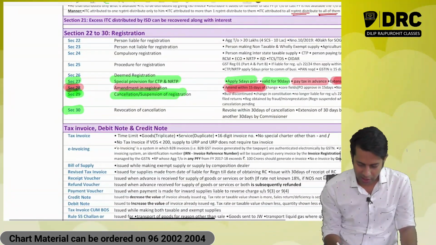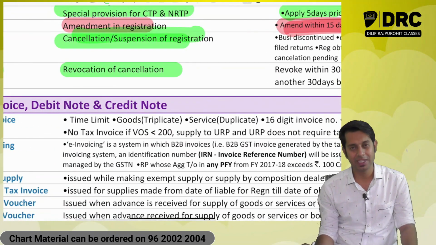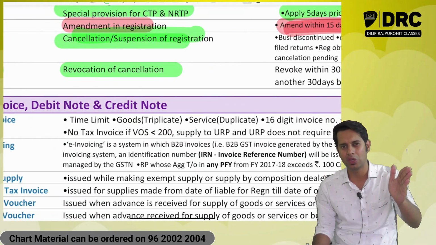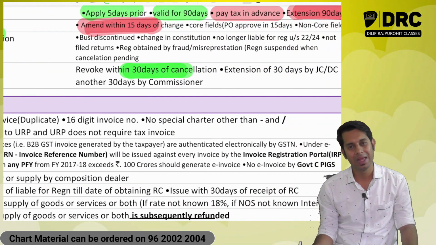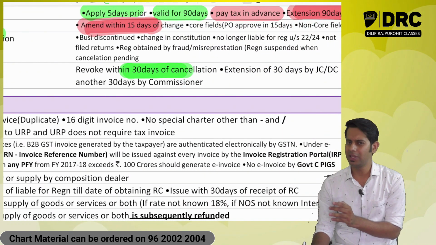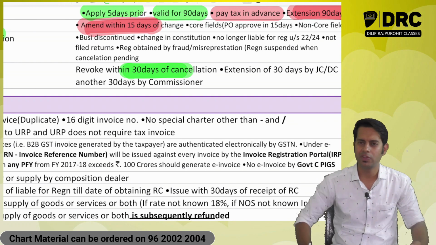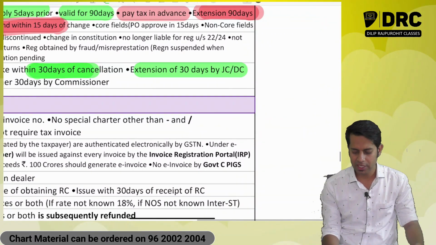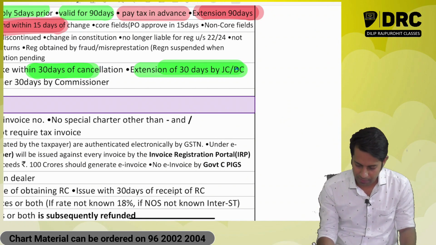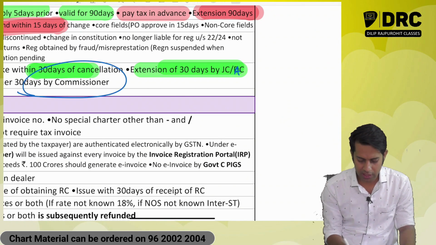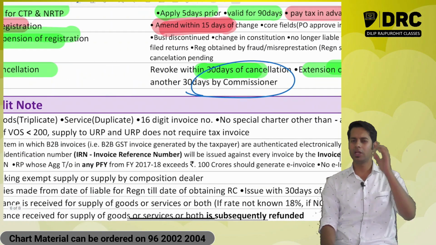Then section 30 talks about what, sir? Revocation of cancellation. If the officer is cancelling your registration, you can apply for revocation. Revocation is required to be applied within 30 days of the cancellation order given by the officer. This can be extended by 30 more days by the joint commissioner or additional commissioner, and it can be extended by 30 more days by the commissioner.